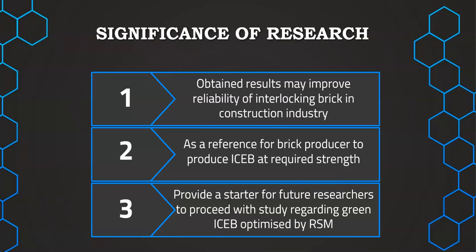Optimization of the mixed design will contribute to manufacturing of higher quality green ICEB containing SBEA. The obtained results may improve reliability of interlocking brick in the construction industry. And the established formula obtained from the RSM also can be used as a reference for the producers to produce ICEB which meet the required strength and water absorption requirement. So this can be useful in terms of time saving and faster work in determining the best green ICEB mix design. And in addition, it will provide a starter for future researchers to proceed with studies regarding the green ICEB optimized by the RSM.